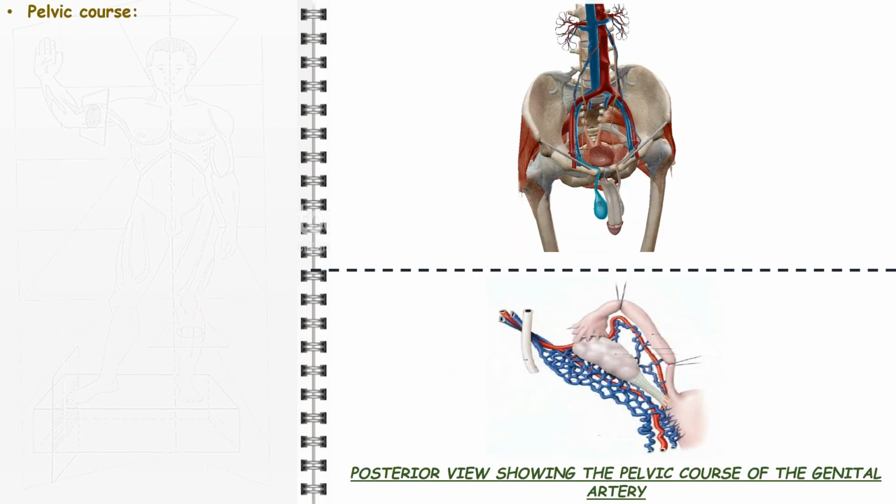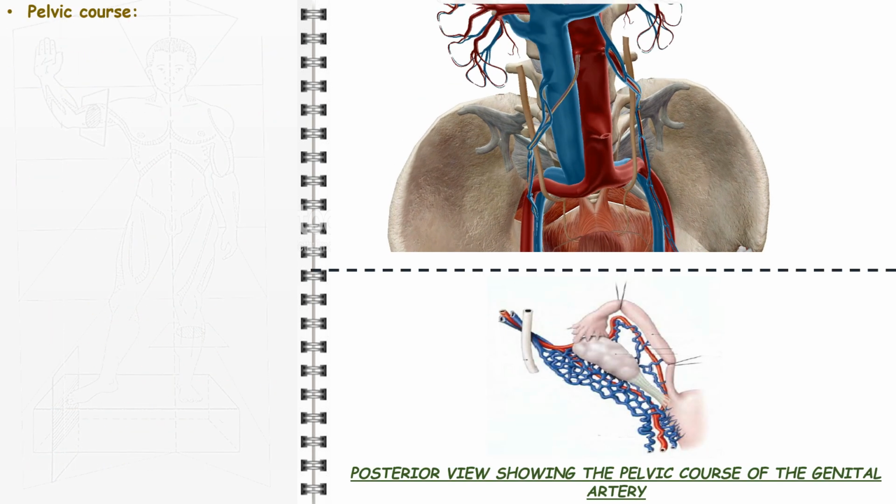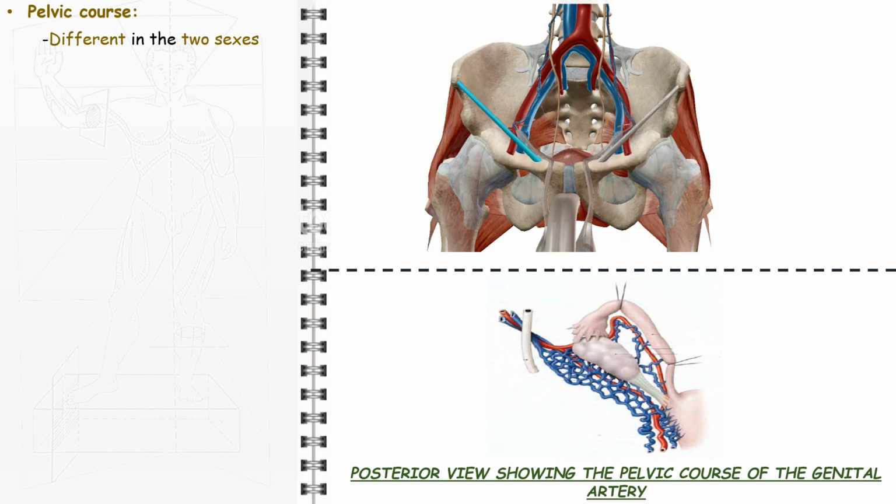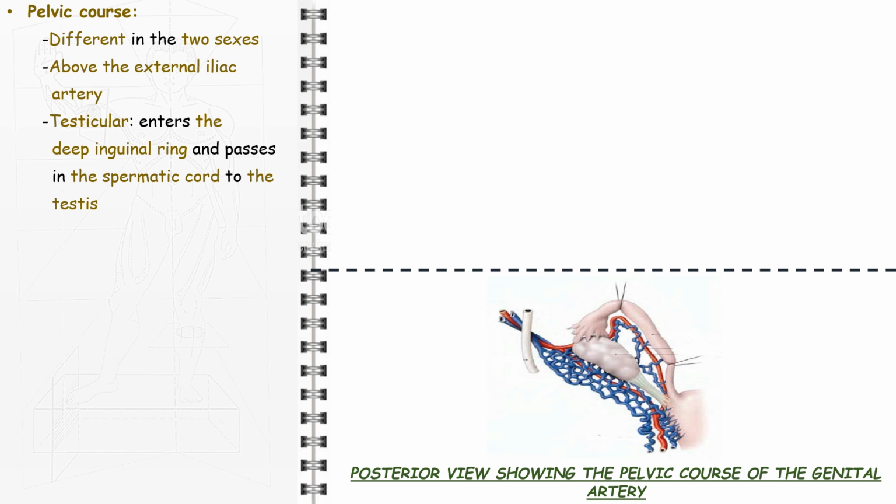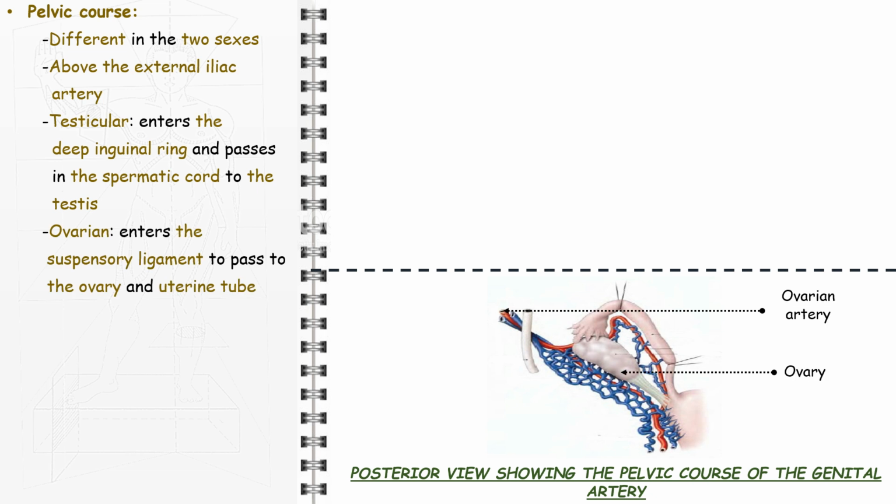At this point, their course is different in the 2 sexes. The testicular artery runs along the pelvic brim above the external iliac artery, enters the deep inguinal ring and passes in the spermatic cord to the testis. The ovarian artery crosses the pelvic brim and enters the suspensory ligament to pass to the ovary and uterine tube.